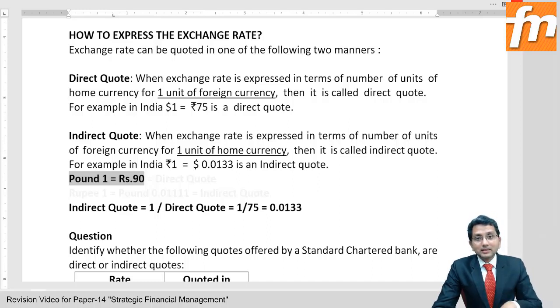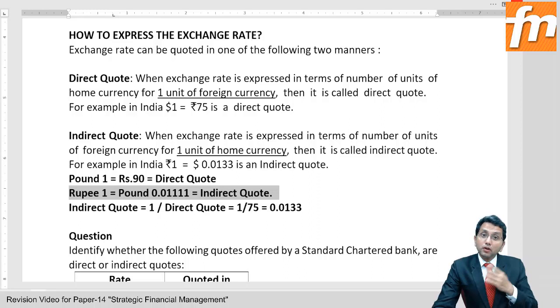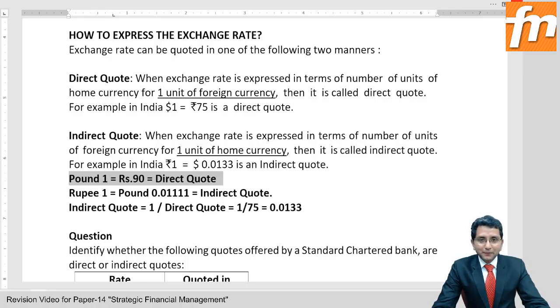In India, this quote is a direct quote. You know why? Because Indian rupees is our home currency, and this exchange rate is in terms of 1 unit of foreign currency for number of units of home currency. While on the other hand, if I say rupee 1 is equal to pound 0.01111, this is the indirect quote, because this is 1 unit of home currency for number of units of foreign currency.